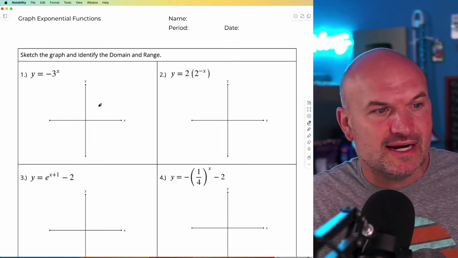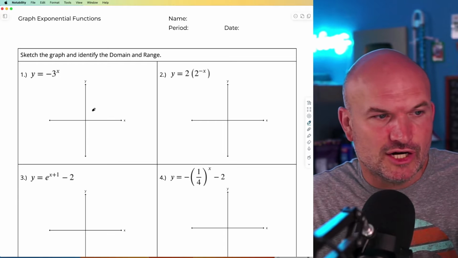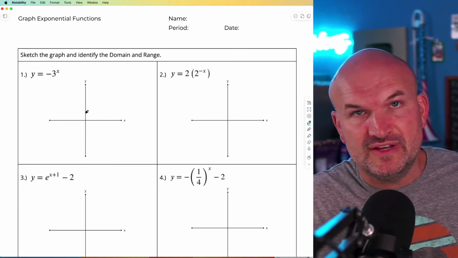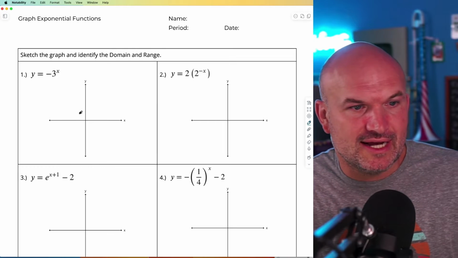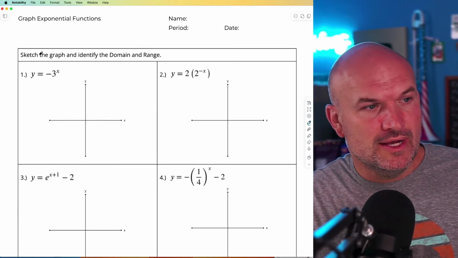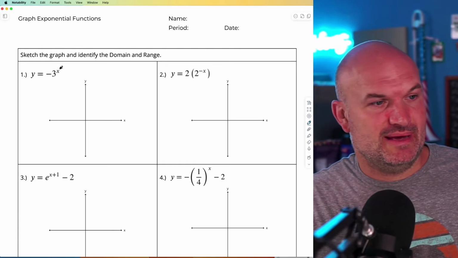I will explain what I'm doing, but again, if you aren't understanding what I'm doing and you need a little more detail, then check out the quick review videos I have that accompany this. I'm going to work through these because I really just need an answer sheet to work with. So the first thing is to sketch the graph, identify the domain and range.